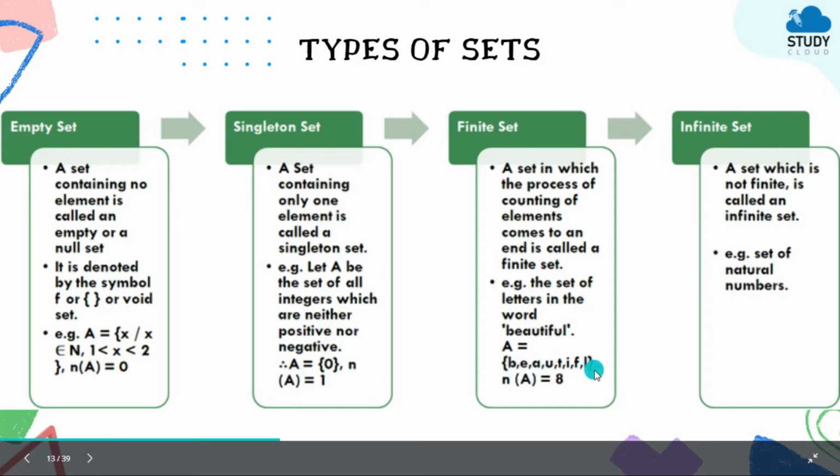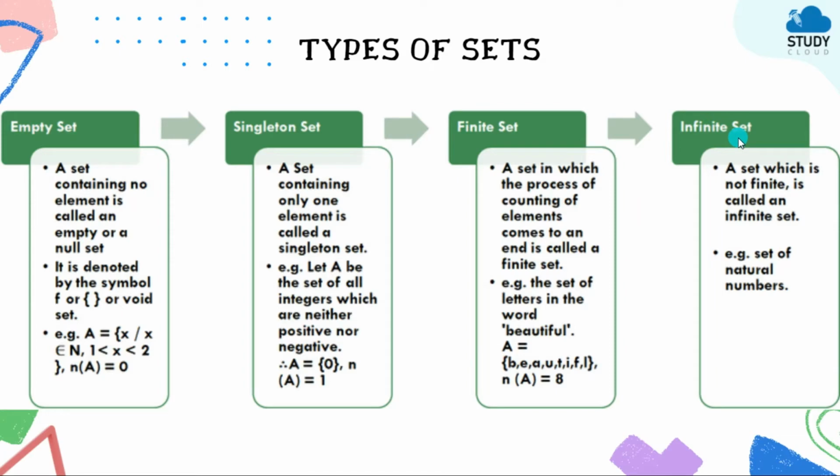How many elements are there? Total 8 elements. As you can count it easily, and it came to an end, hence it is known as finite set. Then there is infinite set, which means the counting will go on and on continuously, there is no end.